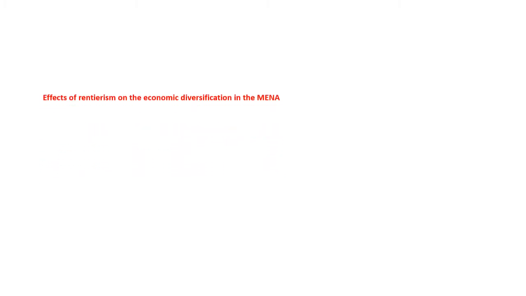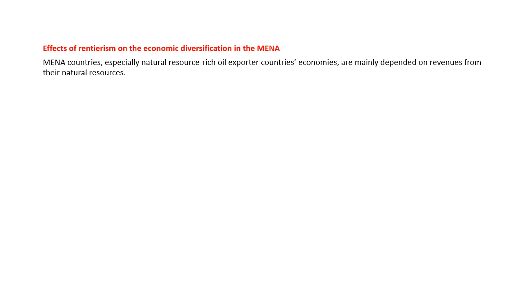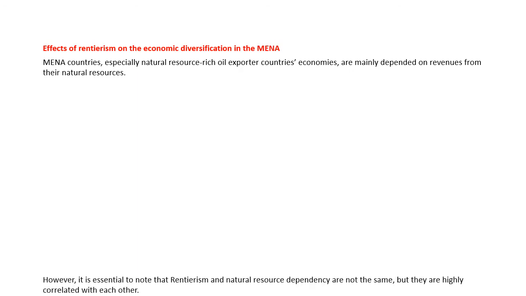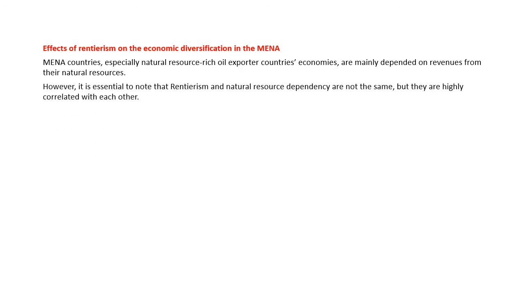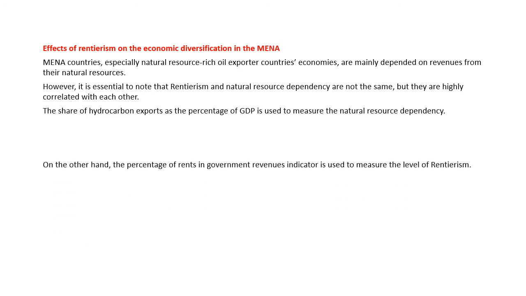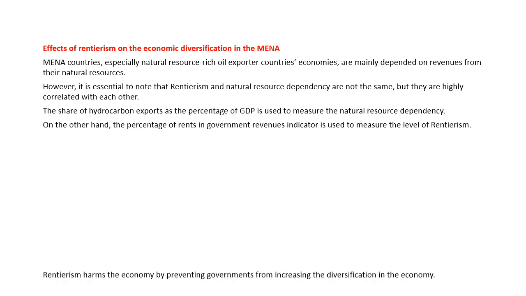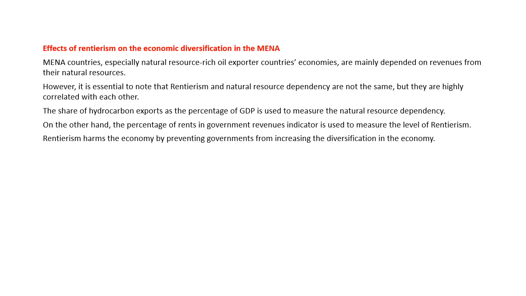Effects of rentierism on the economic diversification in the MENA. MENA countries, especially natural resource-rich oil exporter countries' economies, are mainly dependent on revenues from their natural resources. However, it is essential to note that rentierism and natural resource dependency are not the same, but they are highly correlated with each other. The share of hydrocarbon exports as the percentage of GDP is used to measure the natural resource dependency. On the other hand, the percentage of rents in government revenues indicator is used to measure the level of rentierism. Rentierism harms the economy by preventing governments from increasing the diversification in the economy.